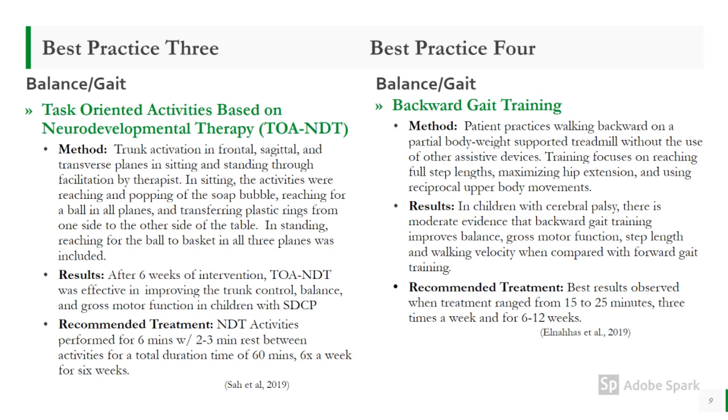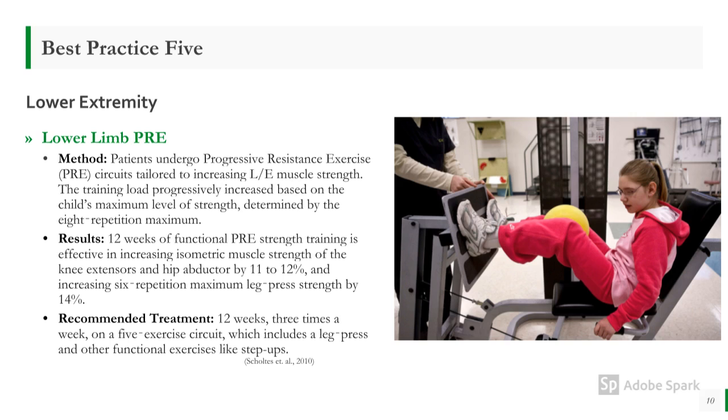In children with cerebral palsy, there is moderate evidence that backward gait training improves balance, gross motor function, step length, and walking velocity when compared with forward gait training. Best results occurred when treatment ranged from 15 to 25 minutes, performed 3 times a week for 6 to 12 weeks.